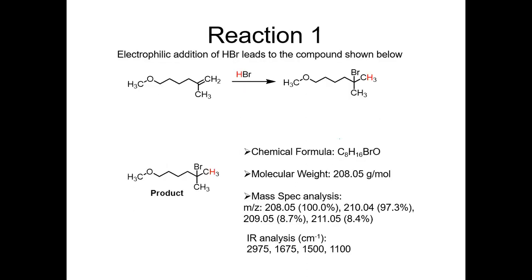All right, so let's look at an example. If you had a problem like this, typically what you would get is the formula, so you can calculate the degrees of unsaturation. You get the molecular weight, and the mass spec analysis, and then your infrared, you've got peaks at 2975, 1675, 1500, and 1100.